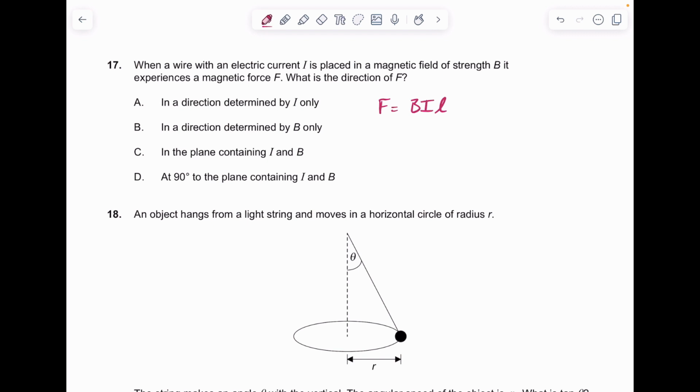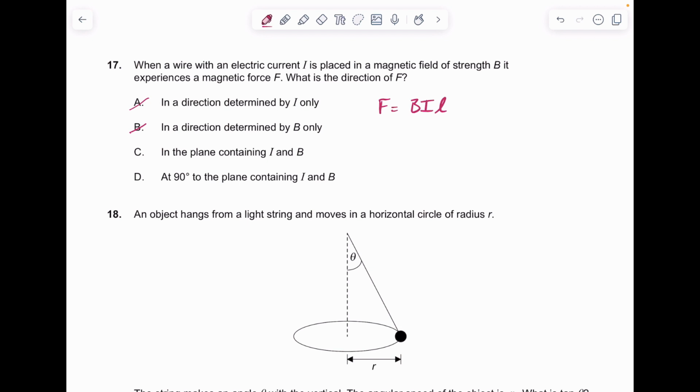So the direction of the force, if we think about Fleming's left-hand rule, you've got your thumb is the direction of the force, your index finger is the direction of the magnetic field, your middle finger is the direction of the current. So A is incorrect. B and I, the magnetic field and the current, both contribute to the direction of the force, so therefore B is also incorrect.